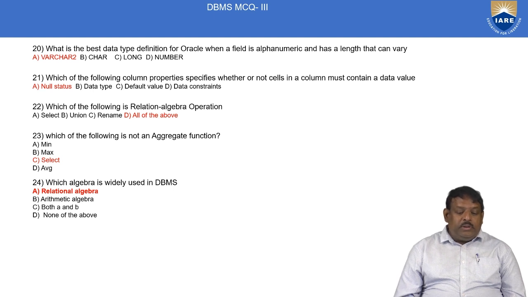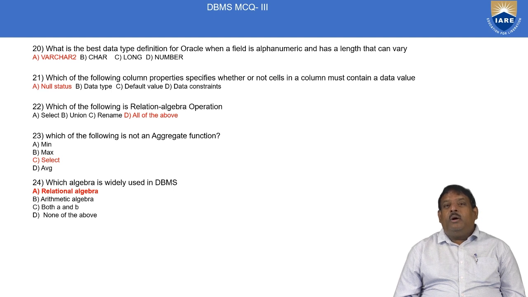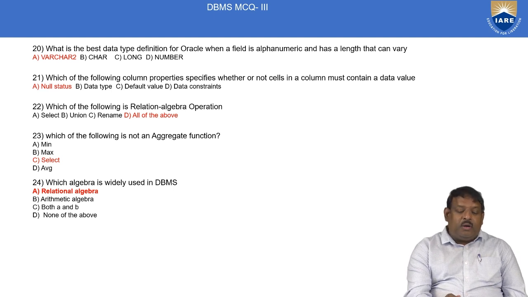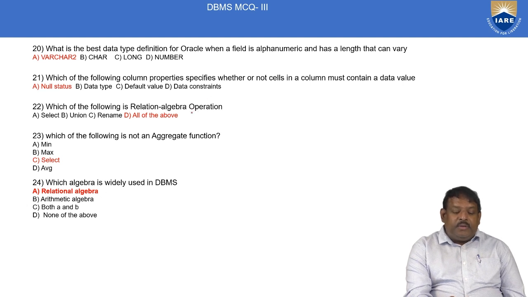Next, we'll see this question. Which of the following is a relational algebra operation? In relational algebra, we have select, union, rename and all the above. The right answer is all the above. Select is a part of relational algebra, union also, rename also. So, all of the above is the right answer.